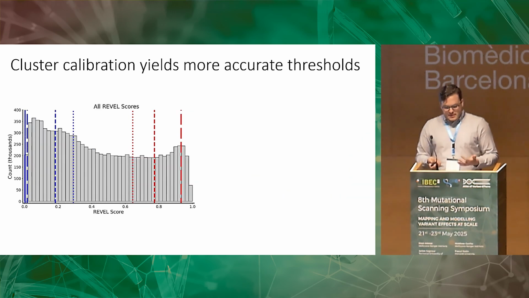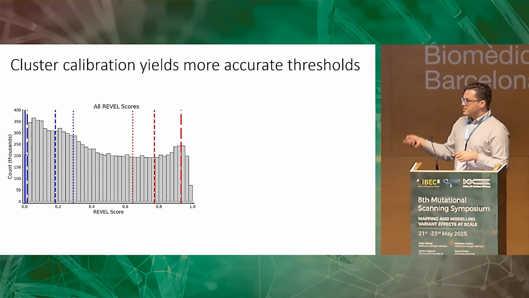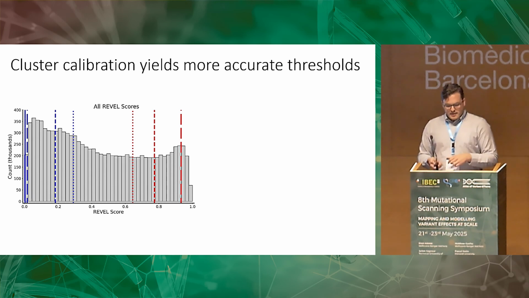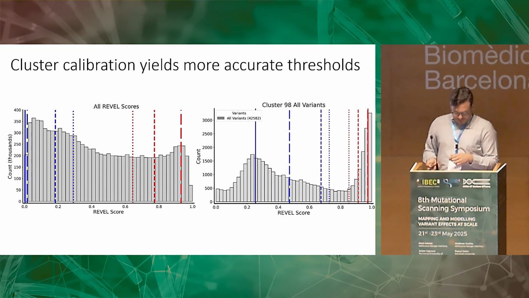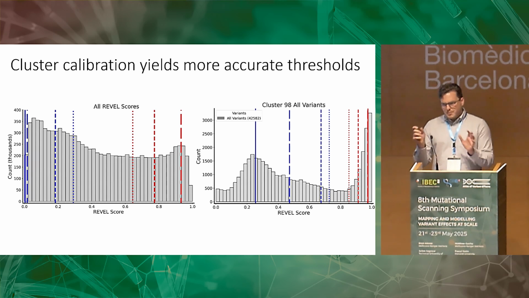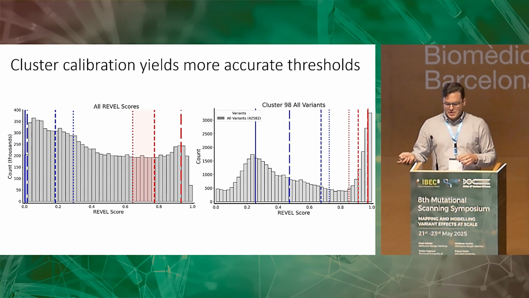Another way to look at this is to look at thresholds and how they influence all possible predictions. So again, this is the genome-wide calibration with those genome-wide thresholds. And this is a representation of all variants in this cluster. And I just want to point out a couple of things about this. First, we can look at just one score threshold. So this is the pathogenic supporting threshold.